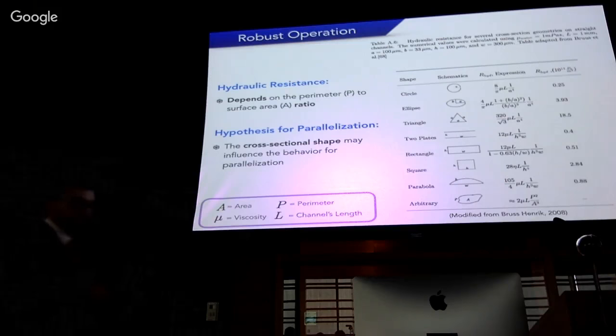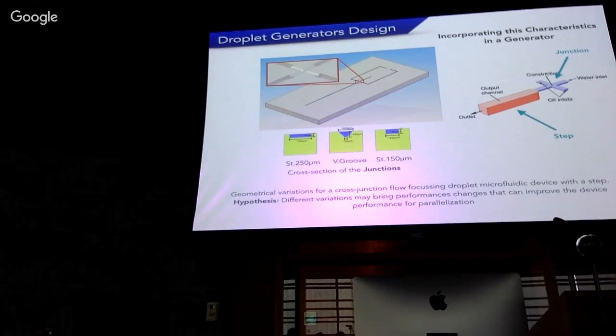And the hypothesis in this case was that maybe if we use different cross sections, we can have a device that will be robust for parallelization. And this is what we proposed and we made. This is a flow focusing device or a cross junction. And then we add the step increment, the one that we were discussing. And we also add different cross sections in this junction. So this one, for example, is a V-groove. We also add a wide and shallow one. And we also add another one that is more standard, more square-ish.